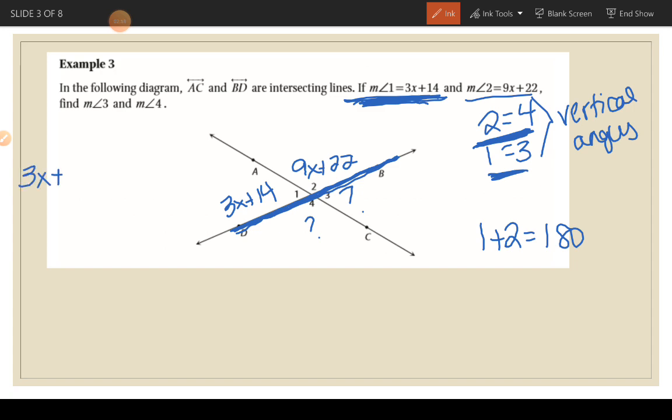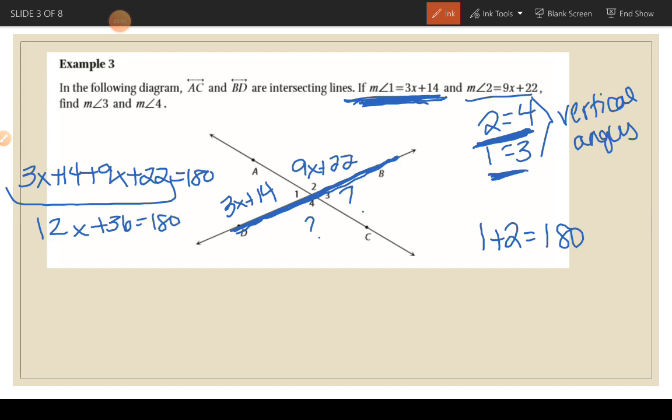So we have 3x plus 14 plus 9x plus 22. That's going to equal 180 degrees. So to solve this, I'm going to combine my terms. I get 12x plus 36 is equal to 180. So I'm going to subtract 36. I get 144. Divide by 12, and I get x is equal to 12. Okay, so I get x is equal to 12.